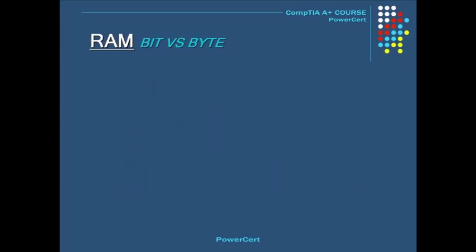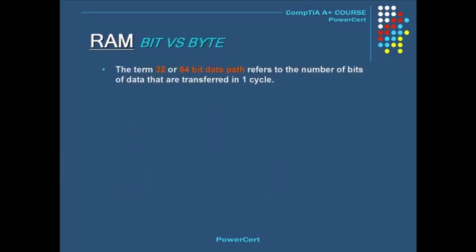Now the term 32 or 64-bit data path refers to the number of bits of data that are transferred in one cycle. The more bits that are transferred in one cycle, the faster the computer will be. A single bit of data is the smallest form of data that the computer reads, because in the computing world, a computer only understands ones and zeros, which is represented by a single bit of data.